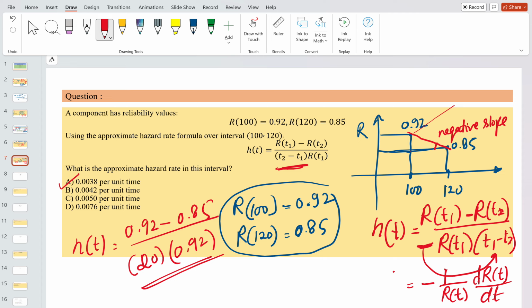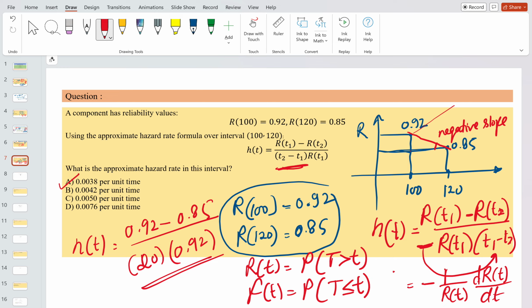Okay, so till now, what we have learned: reliability is a function of t, the probability that time T is greater than t. The failure rate is the probability that T is less than or equal to t, and we also know that F(t) is equal to 1 minus R(t). And then we have seen the hazard equation, that is H(t) is equal to (R(t1) minus R(t2)) divided by (t2 minus t1) times R(t1).